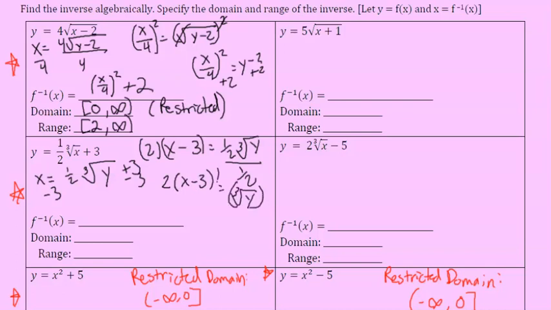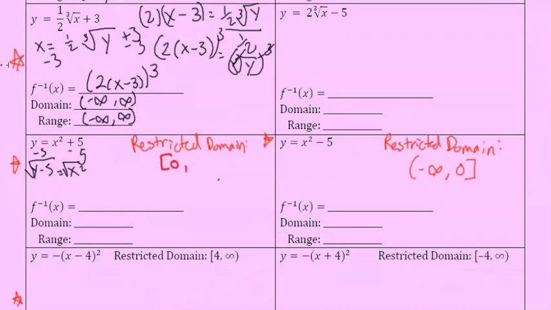To get rid of a cube root, we'll exponentiate each side by 3. So then we have f inverse of x equals 2 parentheses x minus 3 to the third power. For cube root functions and cubic functions, the domain and range are both all real numbers, negative infinity to positive infinity. Try the next one. Y equals 2 times the cube root of x minus 5.